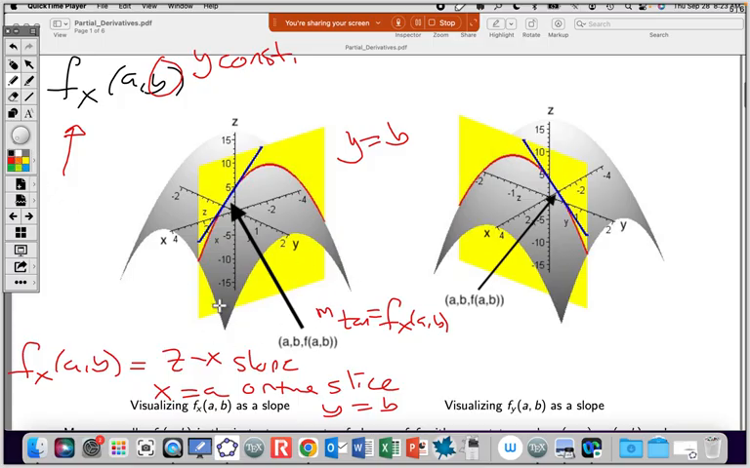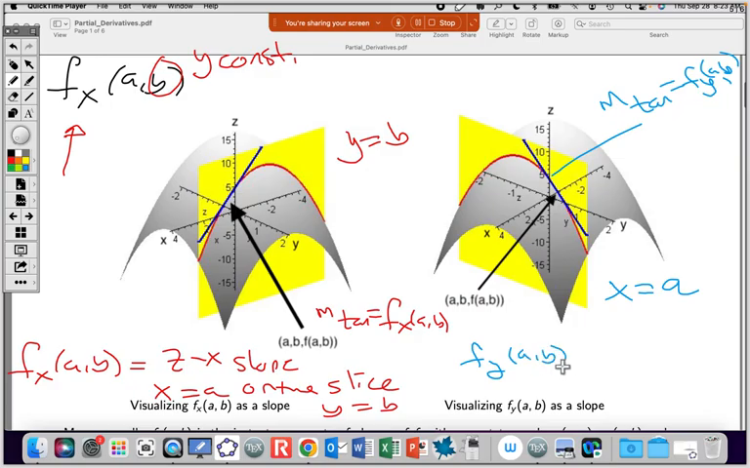All right, so we'll do an example in a minute. And then over here, the same thing. Here we would look at x equals a, slice the curve that way, and then the slope of this tangent line would be fy at (a, b). So fy at (a, b) is the zy slope at y equals b on the slice when x equals a.